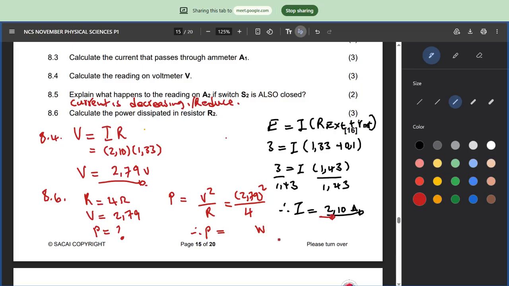So I got 2.79 squared over 4. I have 1.94. If you round it off, what is that equal to? 1.96. 1.94 to 1.96. 1.95, my bad. 1.95. Yes. And that's it. So that was the last question.